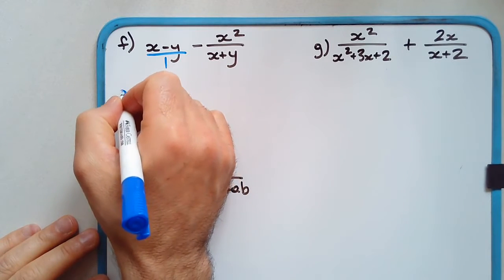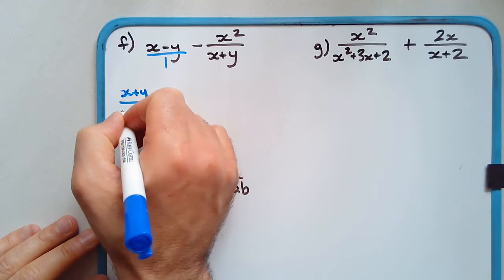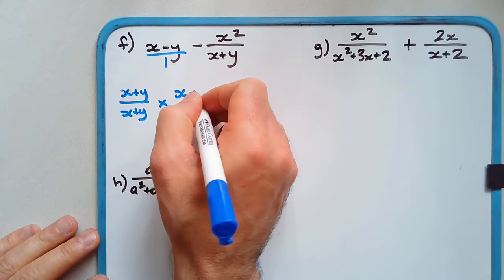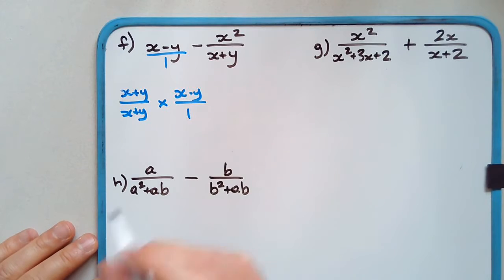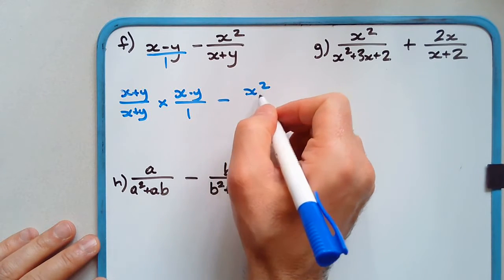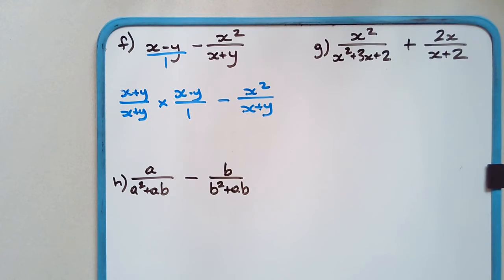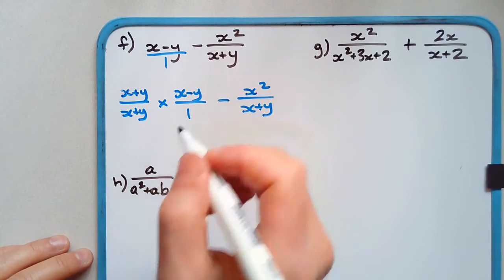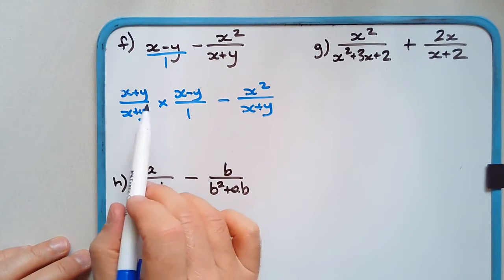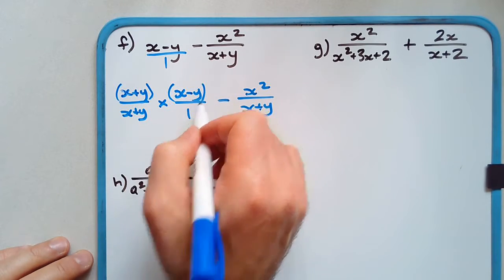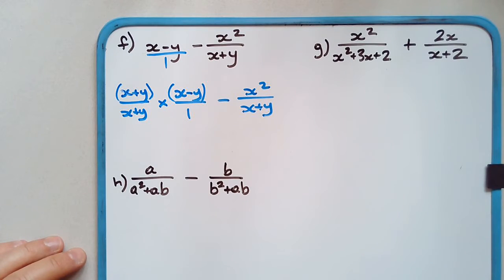So that's going to be x plus y over x plus y. I'll show all the working out here. Multiplied by x minus y over 1 minus x squared over x plus y. Okay, so now look at the numerators there. So I've got x plus y multiplied by x minus y. Looks familiar? They look like conjugates of each other, don't they? That's a difference of 2 squares, isn't it?